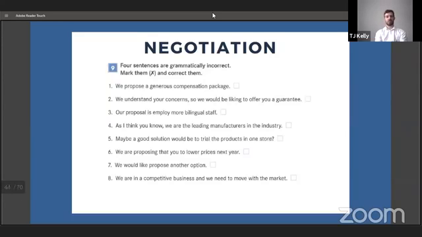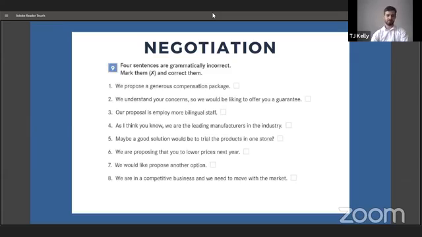Okay, we'll just run through this one quickly. In the book, they ask you to read through each of these sentences, and some of them will be grammatically incorrect. What we need is for you to identify these sentences and to correct them for us. So let's just read through them together. The first one says, we propose a generous compensation package.